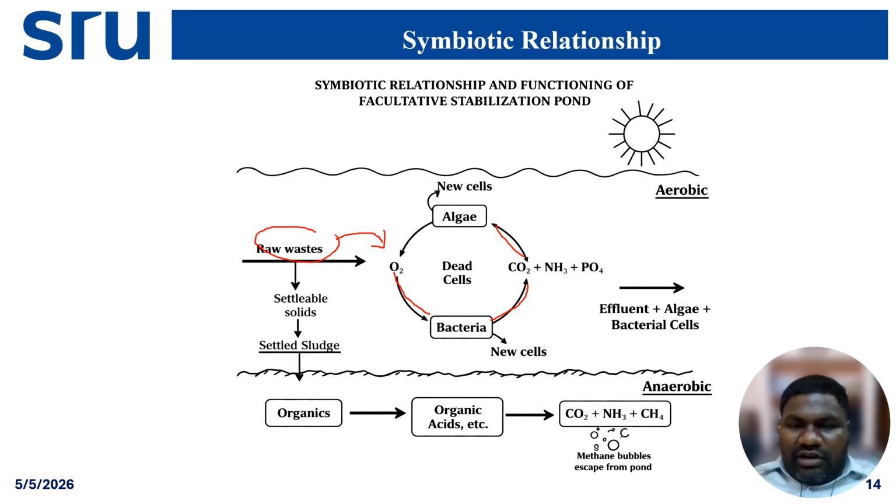Then the final output will be the effluent, along with algae and bacteria cells from the aerobic conditions. Anaerobic conditions we know: whatever is degraded in the aerobic condition gets settled at the bottom. Ultimately there will be organics there, and those organics will be converted to organic acids. The end products at the anaerobic condition will be CO2, ammonia, and methane. The methane will escape as gas bubbles.